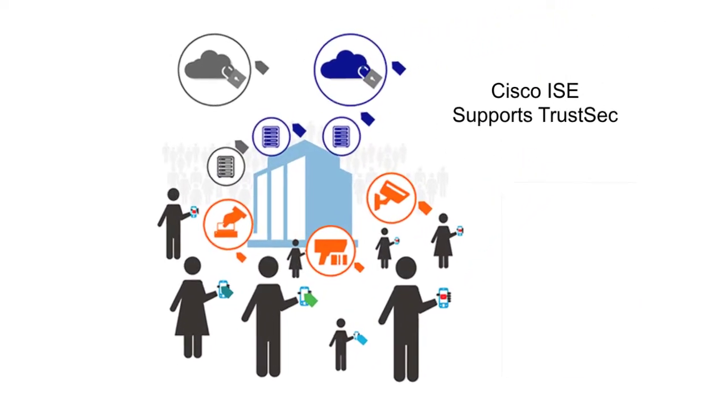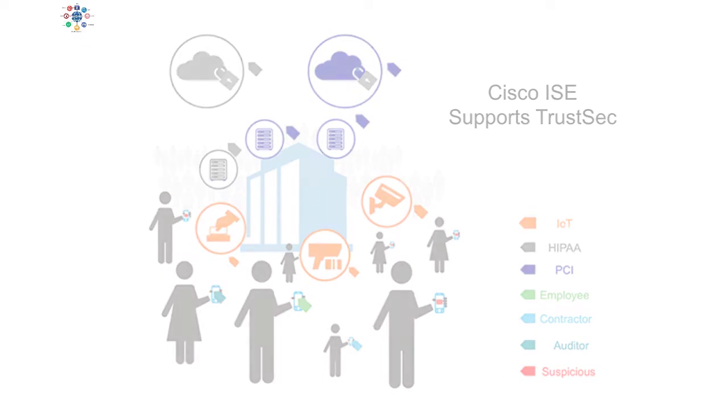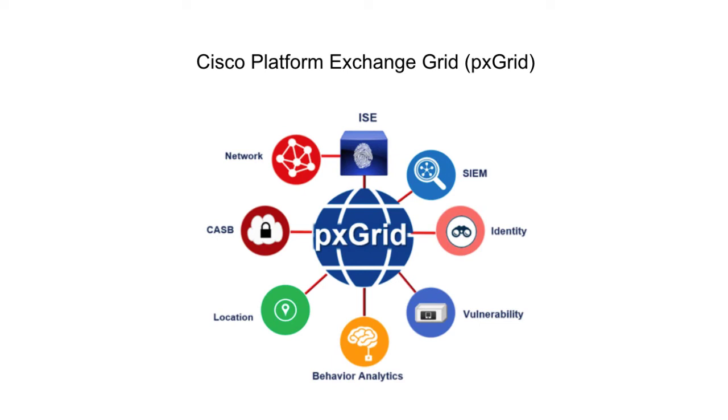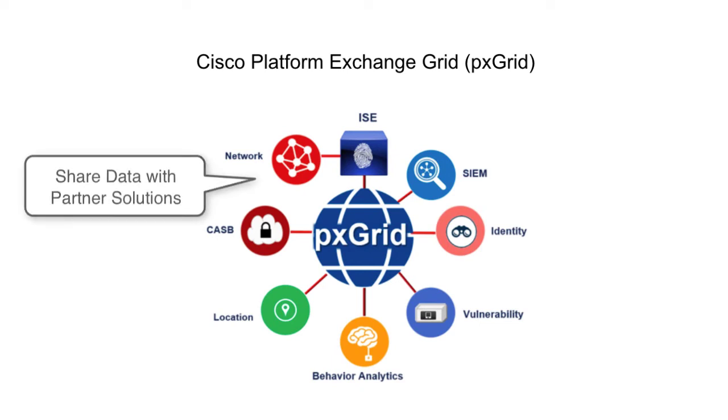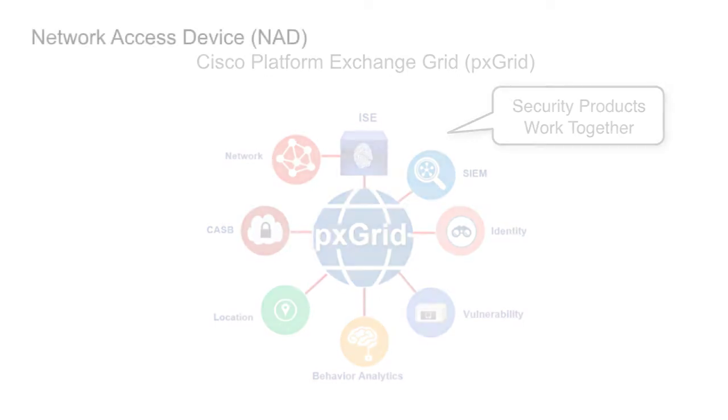Cisco ISE supports Cisco TrustSec policy to implement software-defined segmentation in the network in order to help quickly detect and mitigate threats. Cisco ISE also uses the Cisco Platform Exchange Grid, or pxGrid technology, in order to share data with more than 50 integrated technology partner solutions. This way, multiple security products can work together to contain threats quickly and efficiently.